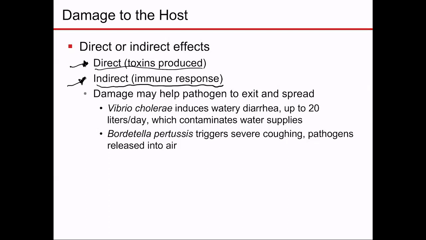And I'm also giving you an example of how the damage that these pathogens induce may help the pathogen to exit that host and spread to other hosts. Like, for example, Vibrio cholerae induces watery diarrhea. And in that diarrhea, you will find millions of these bacteria that could now reach another host. Or Bordetella pertussis. This is a bacteria that infects the respiratory tract and triggers severe coughing. With that severe coughing, more of those pathogens can be released into the air, and they could find other hosts to infect.